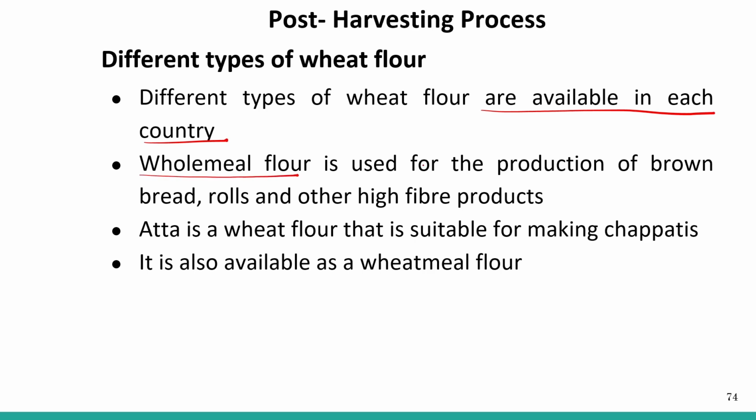Different types of wheat flour are available in each country. Whole meal flour is used for the production of brown bread, rolls, and other high fiber products. So the brown bread has a lot of fiber content, rolls also contain a lot of fiber content, and other high fiber products. So this is one of the very important aspects, that this whole meal flour has a lot of fiber, and this is very good. According to the country, we have whole meal flour also.